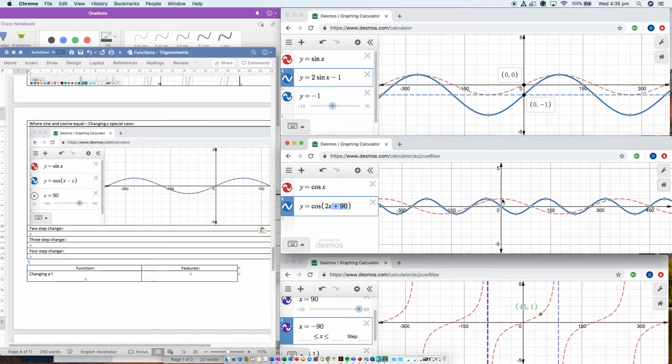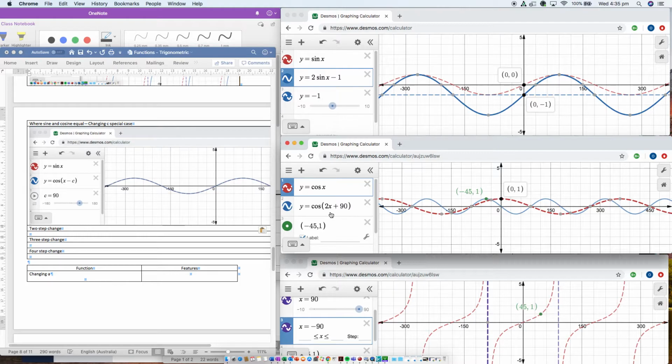So let's look at a key point. Well, we know cosine has a key point at 0, 1. It's going to move to the left 90 degrees, so it goes to negative 90, 1, and then it gets halved. So now it should be at negative 45, 1. And let's have a look. I might just have to label that one. There we go. And we can see there that it has indeed been translated.